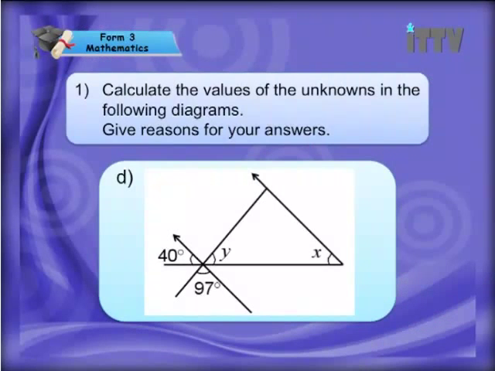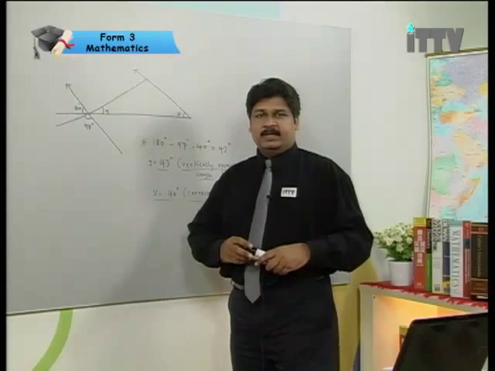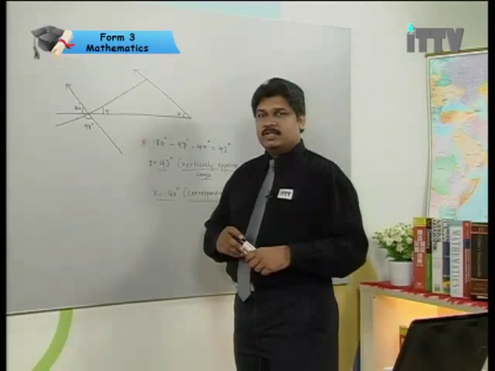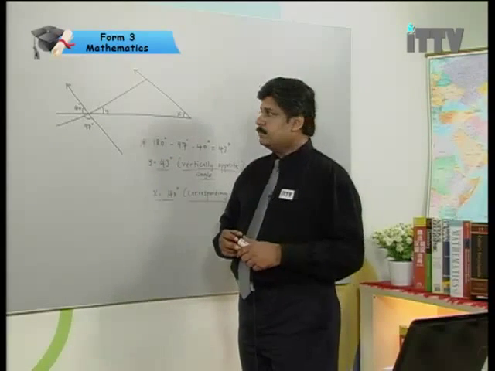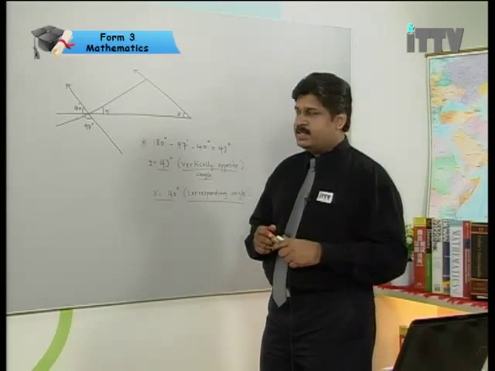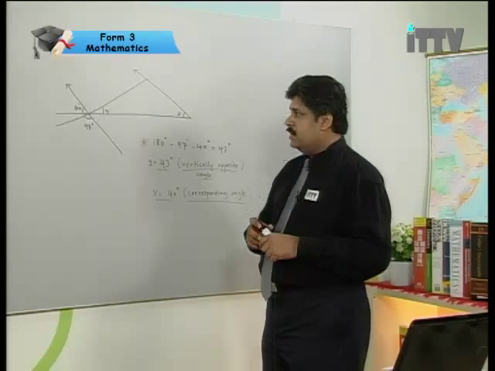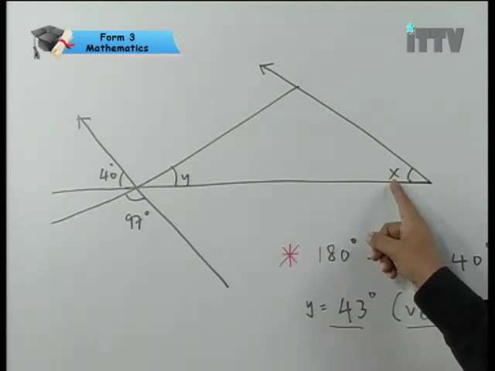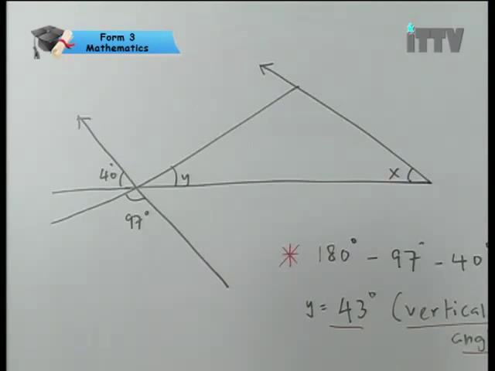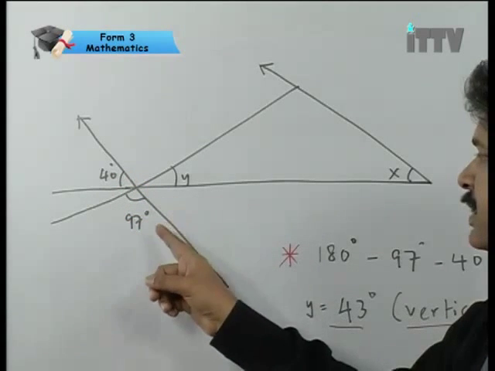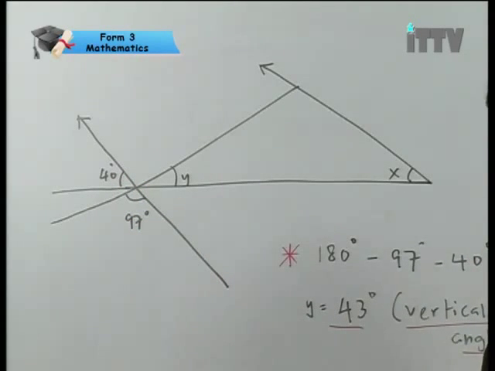Let's proceed to the next question. Calculate the values of the unknowns in the following diagrams. Give reasons for your answer. Well, boys and girls, let us now turn our attention to our next question. If you look very closely at this question, there are so many numbers and alphabets that we need to deal with. Firstly, we need to find the unknowns x and y, and we are given values of 40 degrees and 97 degrees. So how then are we going to find the values of x and y?